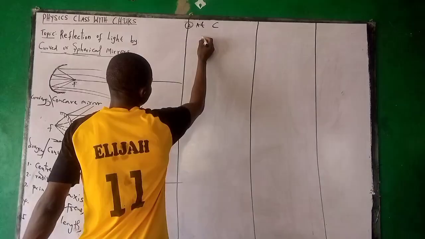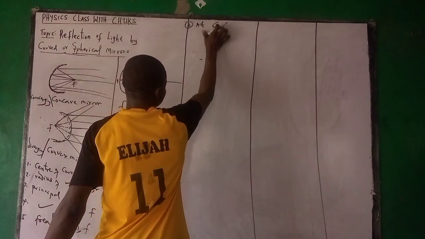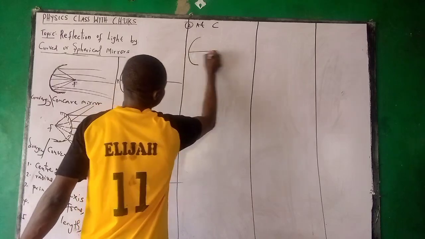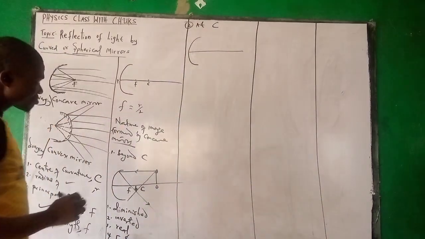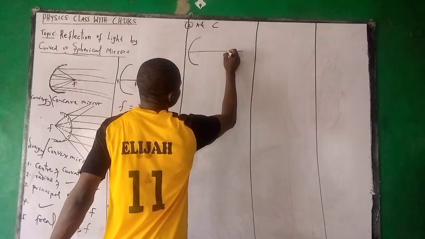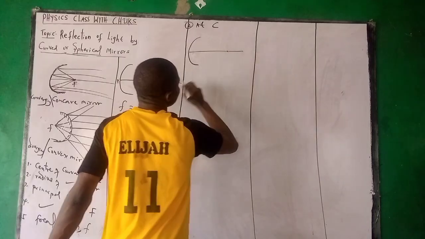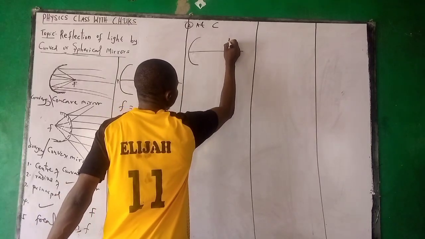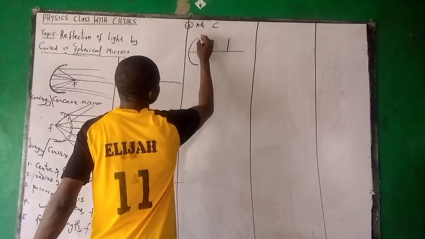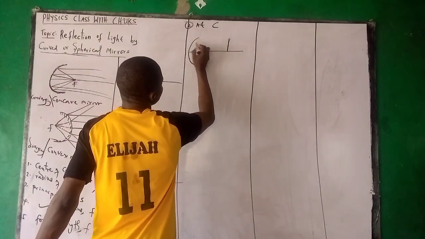Now this is just my short diagram, please don't remember it too strictly. I'm just trying to illustrate. Now, this is the mirror. This is the center of curvature, and the object is here. Like I said, the head is upright.